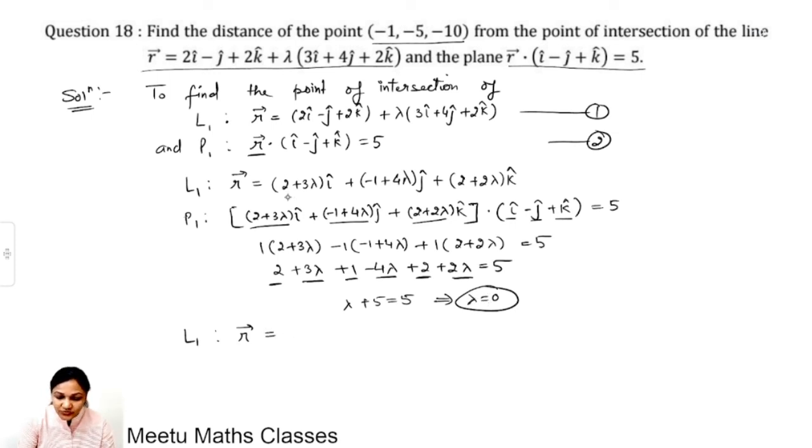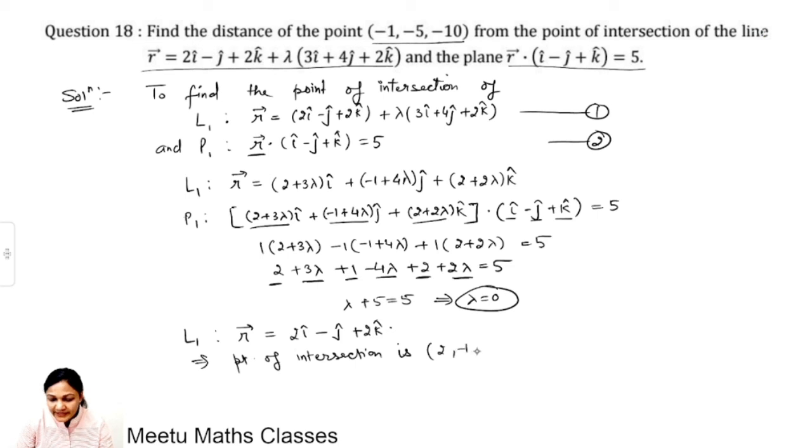Lambda is equal to 0, if you put it, the point of intersection will be 2i minus j plus 2k. That implies the point of intersection is (2, -1, 2).